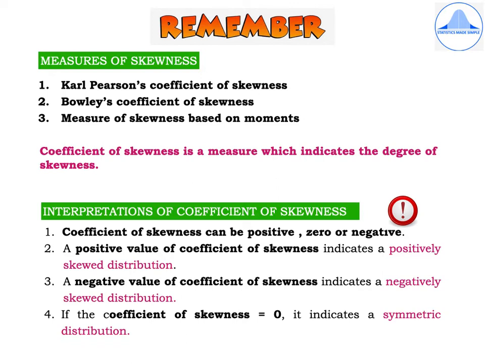A positive value of coefficient of skewness indicates a positively skewed distribution, whereas a negative value of coefficient of skewness indicates a negatively skewed distribution. And if the coefficient of skewness is equal to 0, it indicates a symmetric distribution. These interpretations are important, and usually for the 5 mark or 10 mark problems, we write the conclusion based on the value of the coefficient of skewness.